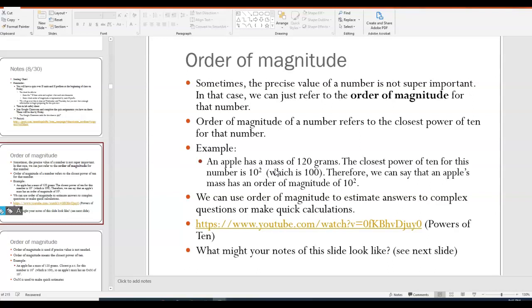An apple has a mass of 120 grams. The closest power of 10 for that is 10 to the power 2, which is 100. Therefore, we can say that an apple's mass has an order of magnitude of 10 to the 2. Now, I say here that the mass of an apple is 120 grams. Well, is that true for every apple?